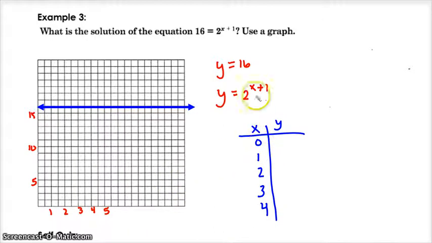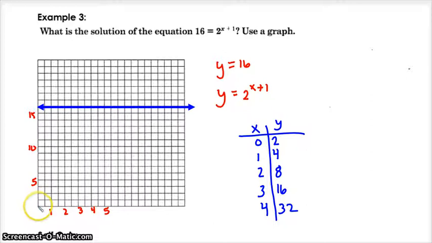So if I plug in 0 for x, I get 2 to the first power, which is 2. If I plug in 1, I get 2 to the second power, which is 4. If I plug in 2, I get 2 to the third power, which is 8. If I plug in 3, I get 2 to the fourth power, which is 16. And then 2 to the fifth power is 32. Let's go over to the graph, and I'll label these points.